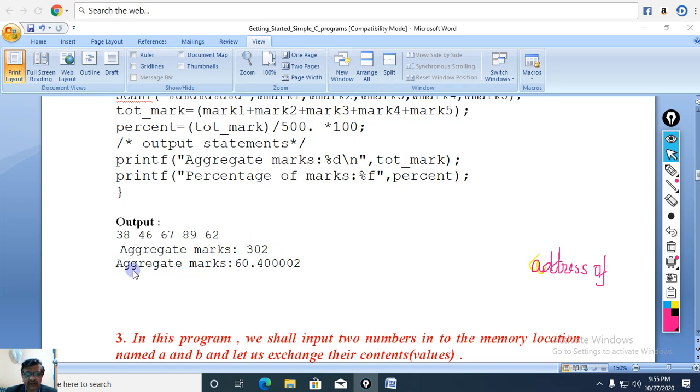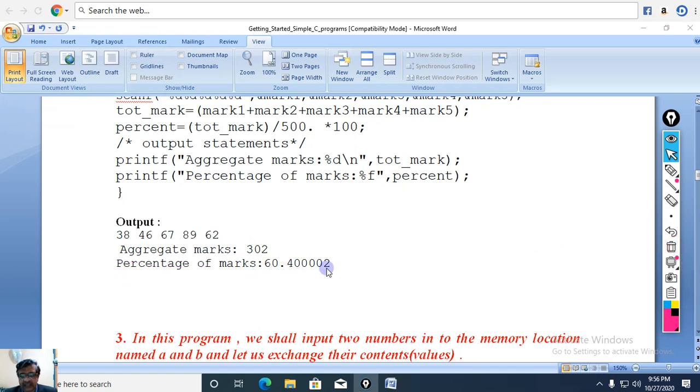percentage of marks. It should be percentage of marks exactly. There is some mistake which has happened over here. This should be percentage of marks. I can type it over here for the sake of clarity. Percentage of marks, right? 60.4.